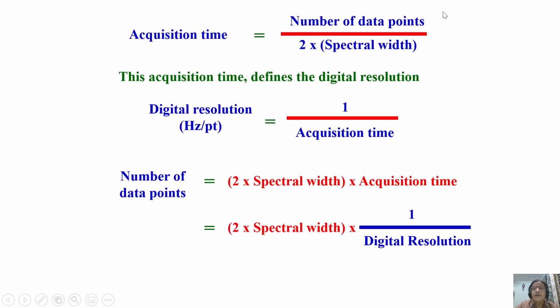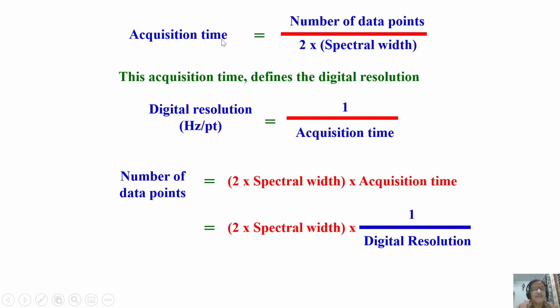How do you optimize it? That depends upon the number of data points, that is, the number of data points divided by twice the spectral width. It's a very important parameter. The acquisition time defines the digital resolution. See, you can't have a shorter spectral width. If you have a shorter spectral width, your acquisition time becomes longer. You have to acquire a signal for a long duration. Probably your signal would have died down within a few seconds, but you may still be acquiring signal for a few more seconds. That's not good. If you take a large spectral width, your acquisition time is very short.